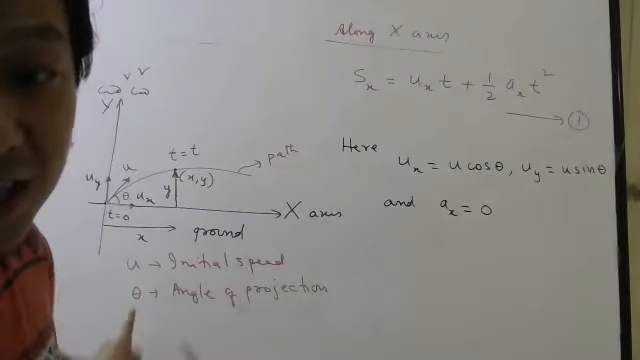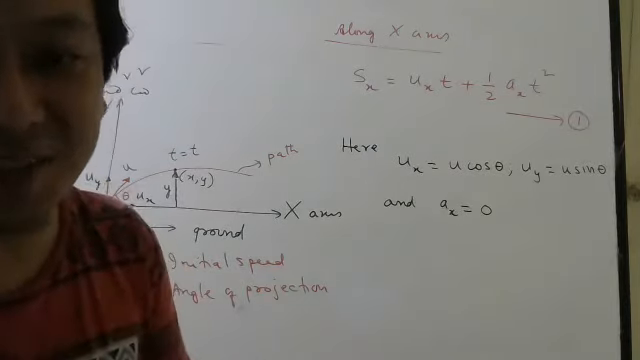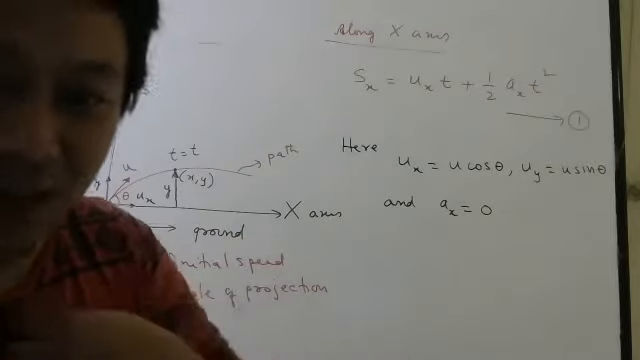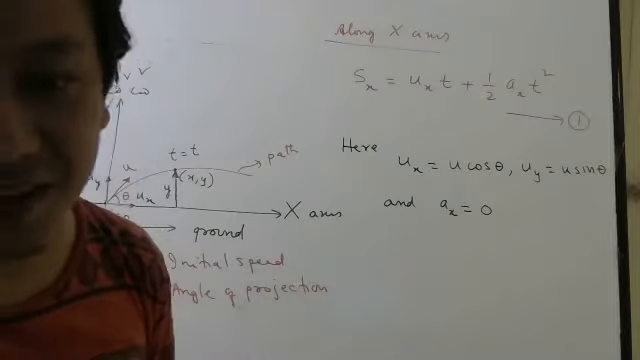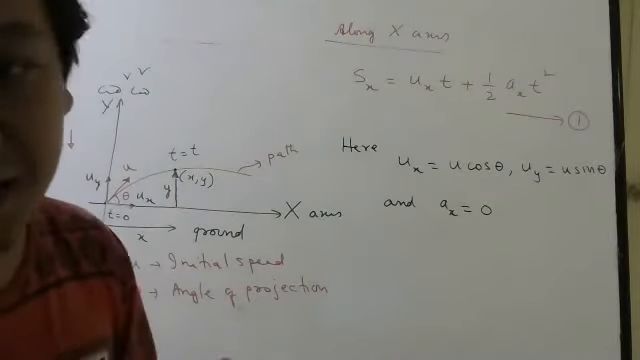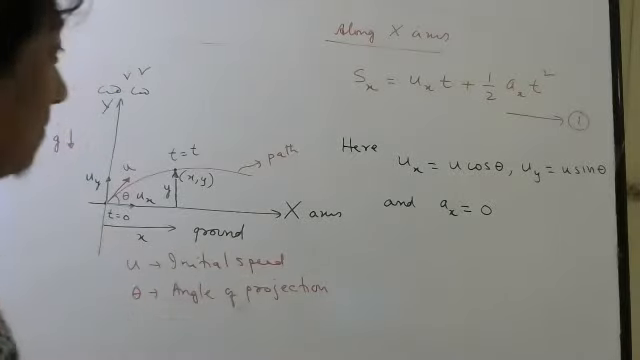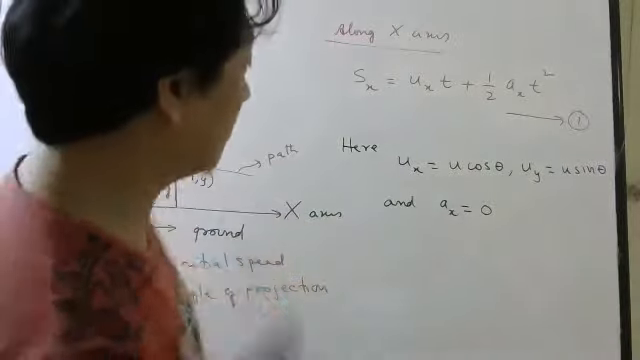These are your initial conditions. How many times will I tell? In physics, initial conditions should be given, and final conditions we have to find. As physicists, we have to find them. So at what angle they have thrown and with what speed they have thrown, that should be given. So ux is u cos theta, uy is u sin theta, ax is 0, already we know.